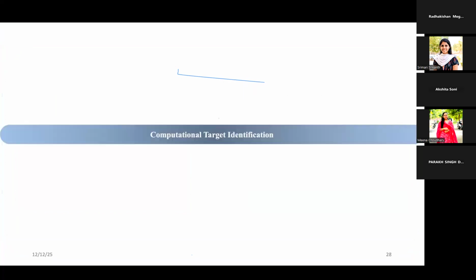Next we are moving on to the computational target identification.